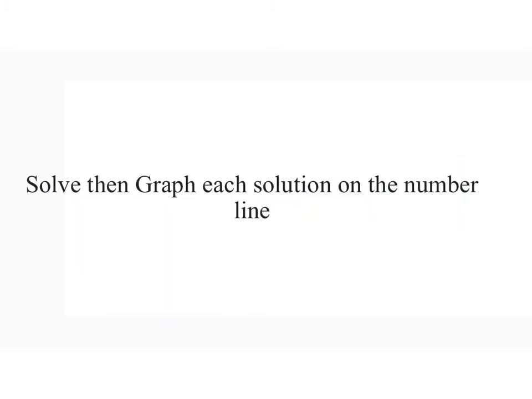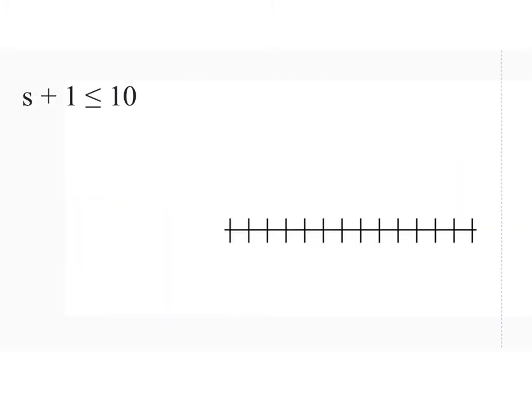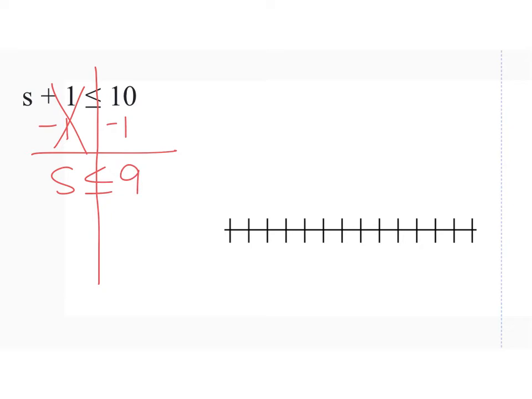All right, so now we're going to solve and then graph each solution on the number line. Let's take a look at this first problem. It says s plus 1 is less than or equal to 10. You're going to draw your line down your inequality sign just like if it was an equal sign. Right now we have s, and there's a 1 being added to it, so we want to get rid of that. So we're going to subtract 1 on both sides to solve. We're left with s is less than or equal to 10 minus 1, which is 9. So I now have s is less than or equal to 9.